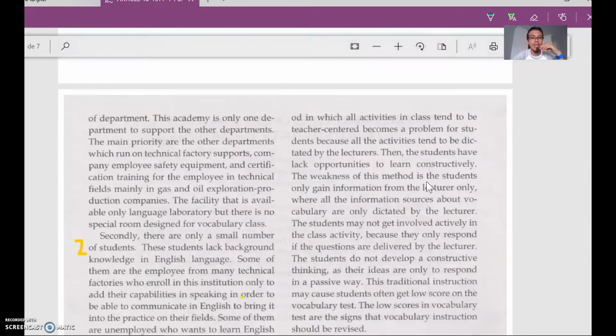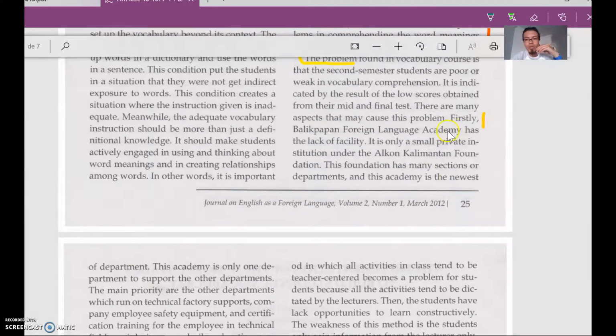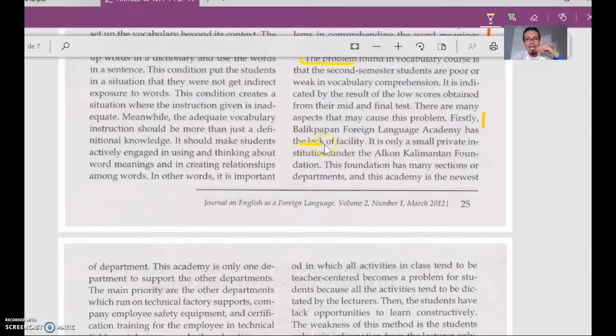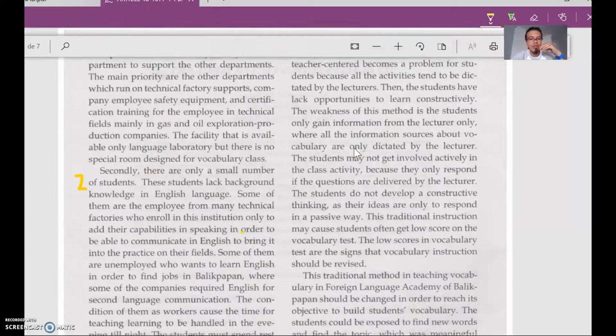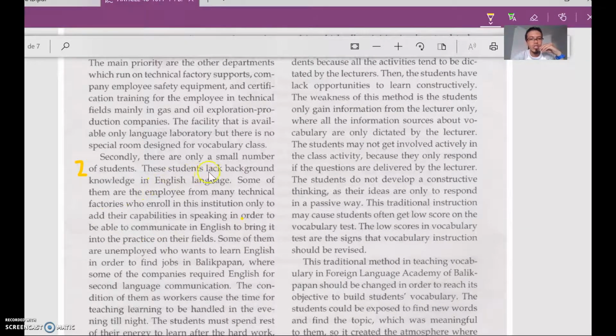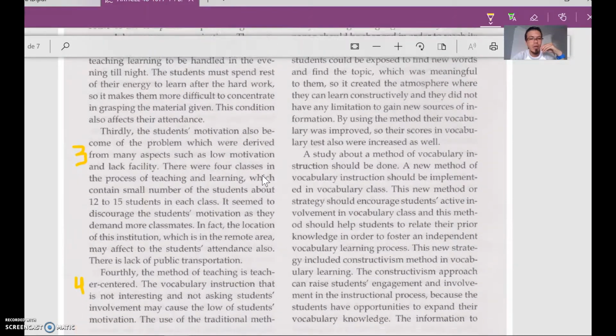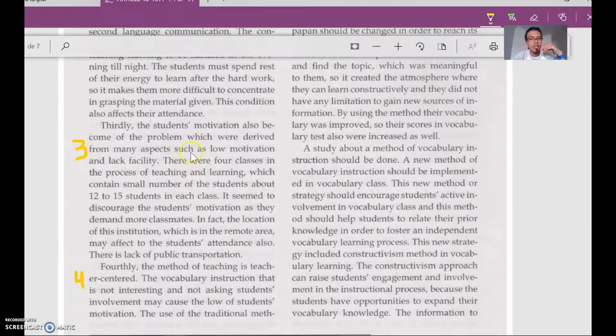That problem was based on some important facts. The first one was highlighted here, and it says lack of facility. I'm not totally sure if you can see that, so I'm going to try to underline it with yellow color. So it says lack of facility. That is the main problem the author identified. Then the author mentions students' lack of background in terms of knowledge of English, and then the author mixed these two concepts in order to say that the problem derived from many aspects, such as low motivation, once again mentioned right here, I'm so sorry for that line, and lack of facility.